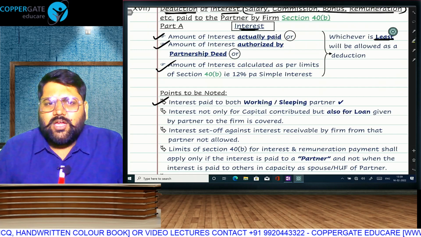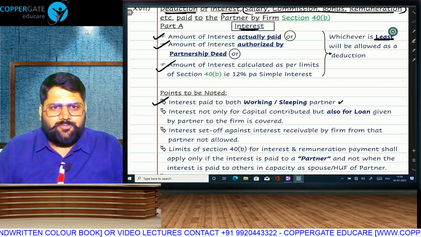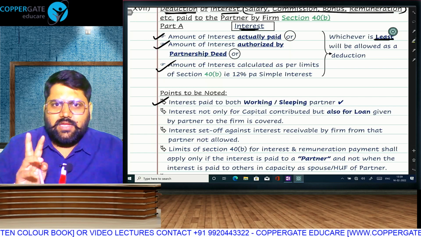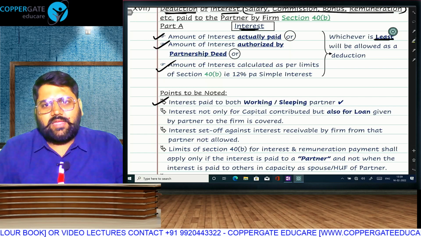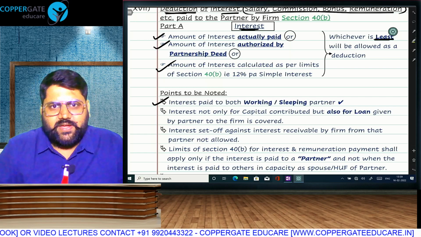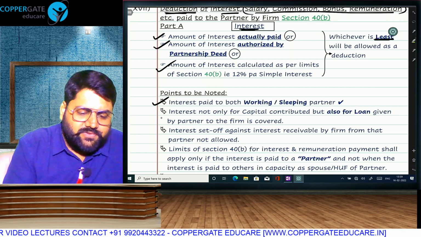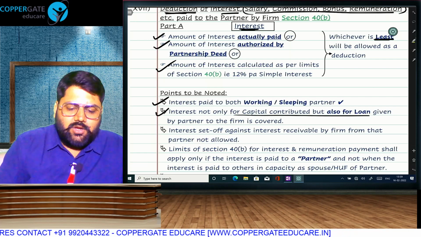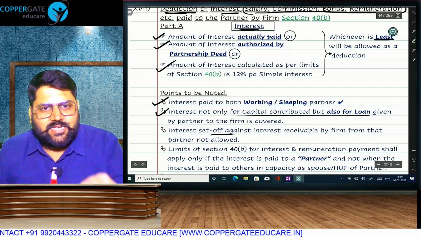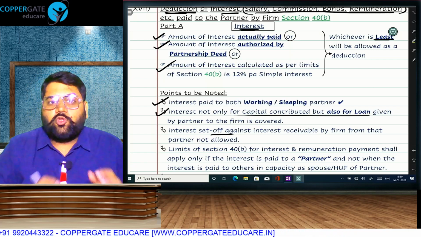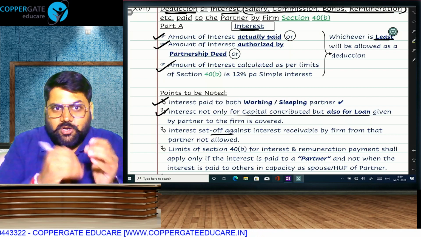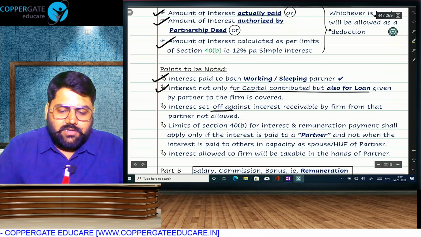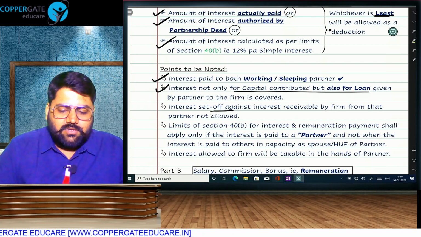Interest is paid for providing funds. Even if you do not participate in the day-to-day activities, interest is paid for both working and sleeping partners because this is for providing funds. Interest will be payable not only for the capital but also for loan given. Opposite set off is not allowed. So, there is interest on capital, interest on drawings. You cannot take the net amount. The gross amount will be subjected to the limit.